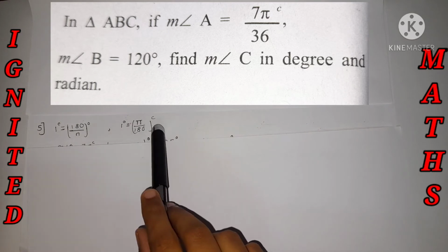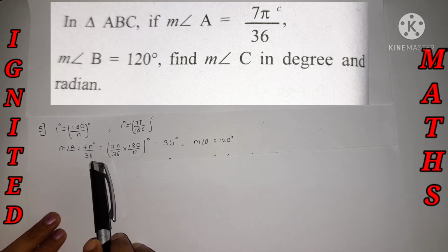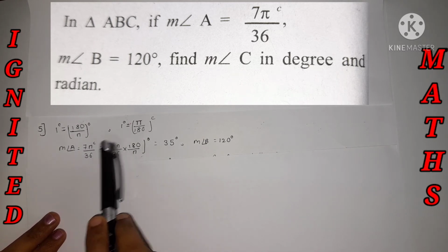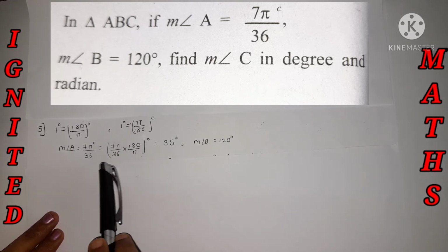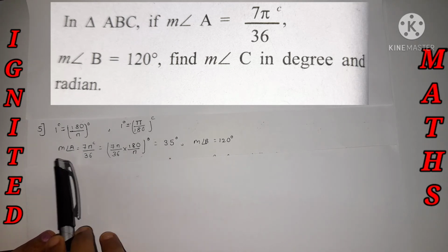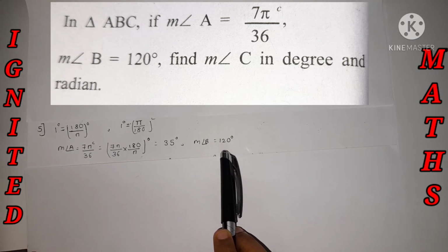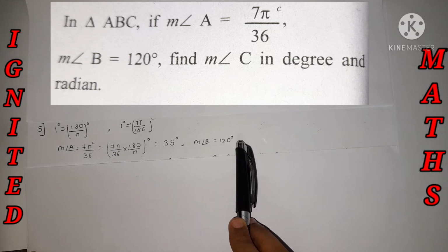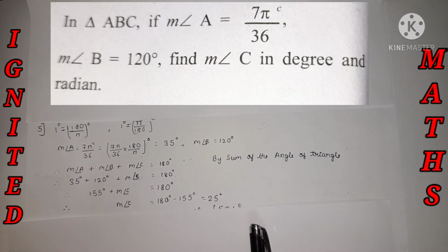Now this is the conversion given. Okay, now the measure of angle A is in radian form, so we need to convert it into degree using the formula: 1 radian is equal to 180 by pi degree. That's what we have written over here. If we do the calculation, we will get the answer as 35 degree. So the measure of angle A is equal to 35 degree, and the measure of angle B is equal to 120 degree, as already mentioned in the question. So we have two angle measures. Now the other one, by the sum of the measures of the angles of a triangle, we can find very easily. Yes, so the measure of angle C is 25 degree.